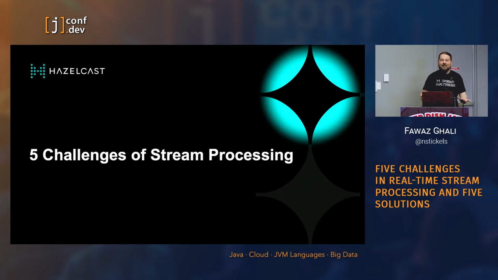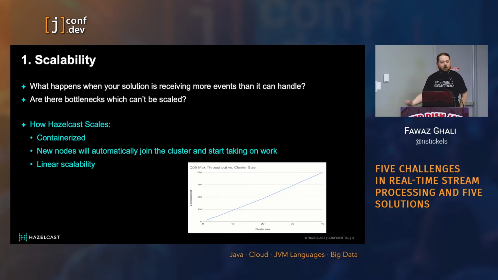But now, to get into what the presentation was actually about, what are the 5 challenges of stream processing? So the first one is scalability, right? What are you gonna do when you start having more requests coming in than your stream processing engine can handle? And do you have bottlenecks in there, maybe that there is that one master node and everything has to go through the master before it can get to the worker? So things like that. Well, Hazelcast is all containerized.